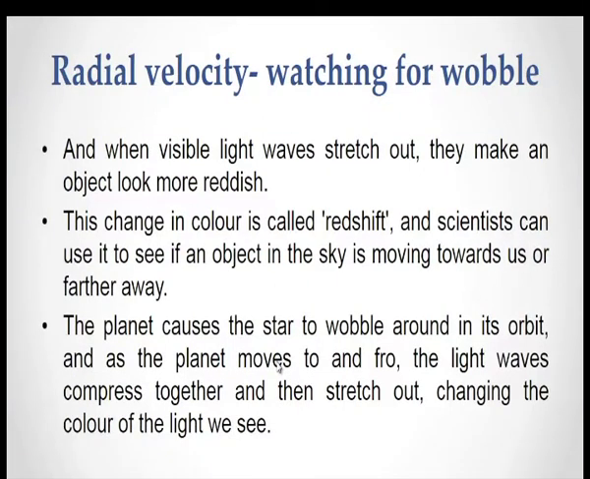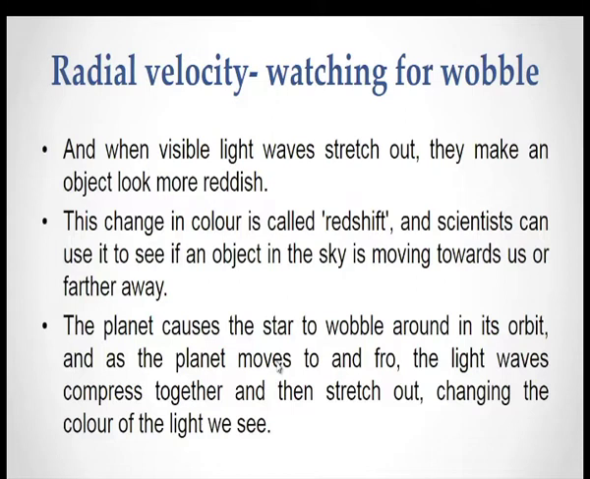When visible light waves stretch out, they make an object look more reddish. This change in color is called redshift, and scientists can use it to see if an object in the sky is moving towards us or farther away. Putting together the gravitational redshift and the wobbling of the star, an exoplanet will be confirmed.